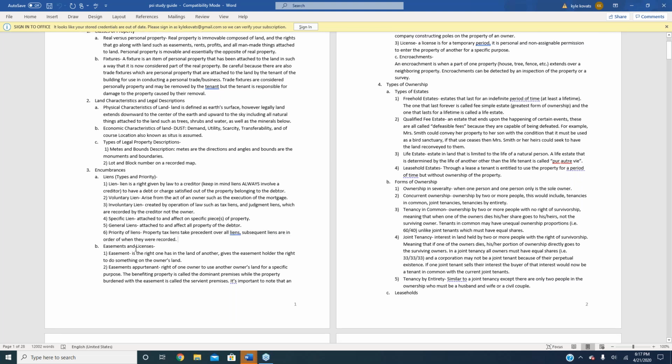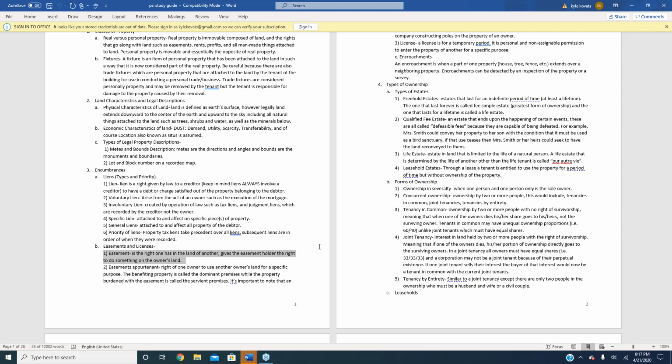All right, now we get into easements. An easement is the right that one property owner has in the land of another. A good example is John Smith wants to cross Jane Doe's property to get up to the beach. John says to Jane, can you grant me an easement to cross your property? If Jane says yes and grants that easement, she is what we call the servient premise, the party being burdened by the easement.